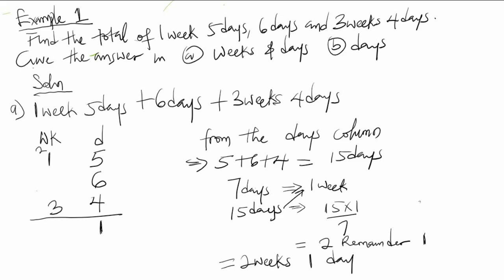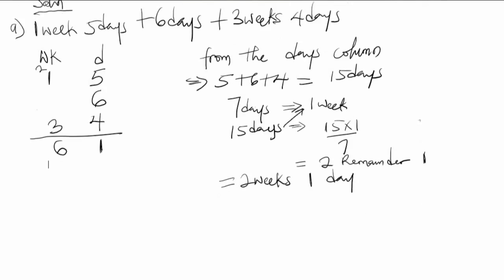Let's just keep it here. So we got 2 weeks, 1 day. 1 day in the days column, and 2 is taken over to the weeks column. Then when you add up, you get 2 plus 1 plus 3. That will give you 6.